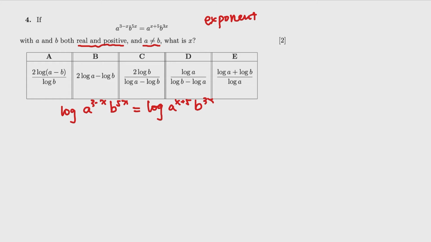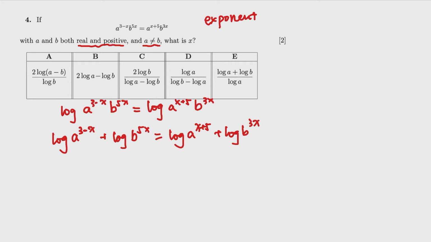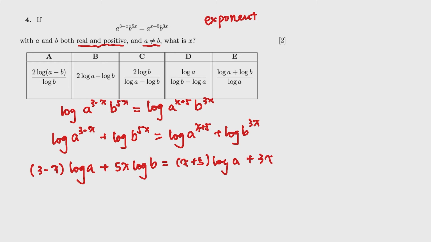Noticing what's inside the log is in the form of a product, so we can actually split them into 2 logs. So we can write them as log a to the power of 3 minus x plus log b to the power of 5x equals to log a to the power of 5 plus x and plus log b to the power of 3x. And we can take the exponents down, which will give 3 minus x lots of log a plus 5x lots of log b equals to 5 plus x lots of log a plus 3x lots of log b.